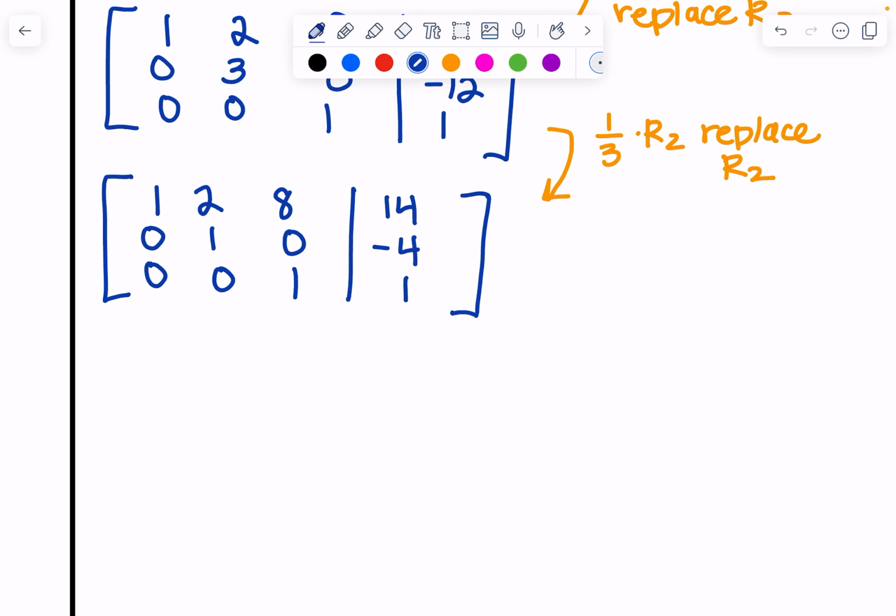Okay, so now I have this matrix, and just so we remember, I'm trying to get 1s in the diagonal, which I have. I have 0s in my bottom left corner. Now I need to try to get 0s in my top right corner. Okay, so I'm going to focus on making this 8 into a 0. And so from this matrix to the next matrix, I'm going to use row 3. And I'm going to do row 1 minus 8 row 3. And then I'm going to replace row 1.